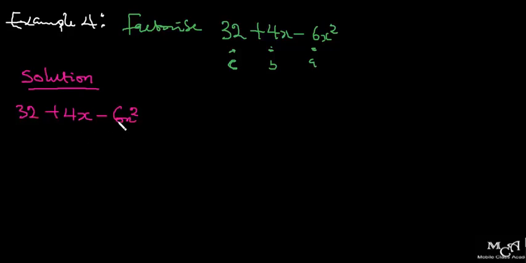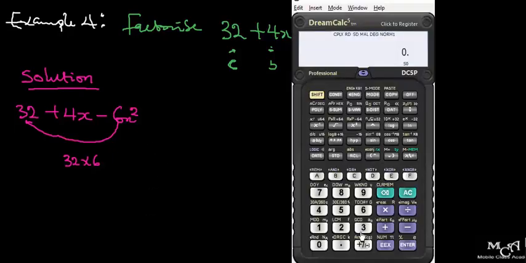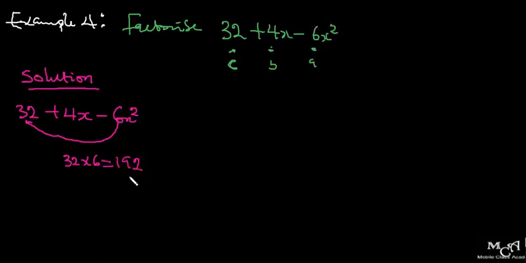What do we do? We multiply A with what? A with C. So, if we do 32 times 6, what would that give us? Let's use our calculator. 32 times 6. So we have 192. This is our AC, right? But our B is plus 4. We need to look for two numbers that when we add them, is going to give us plus 4, right? When we multiply them, it's going to give us 192.